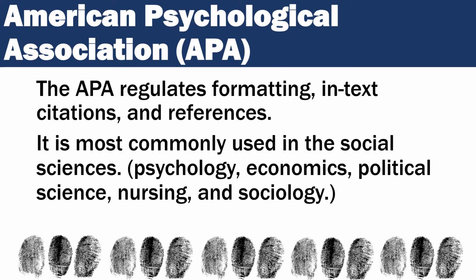APA is most commonly used in the social sciences, psychology, economics, political science, nursing, and sociology. Up until this point, most likely you've always used MLA when writing, and that is because you usually do most of your writing in English or language arts classes. Many students get very nervous when asked to switch to APA, so do not feel alone if you feel this way. The truth is that they are similar and exist for the same reasons. You just need to learn a different set of rules.